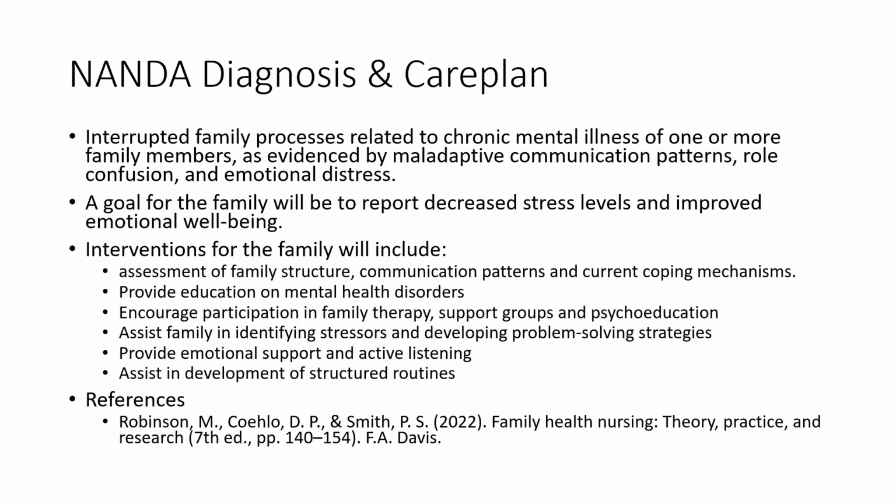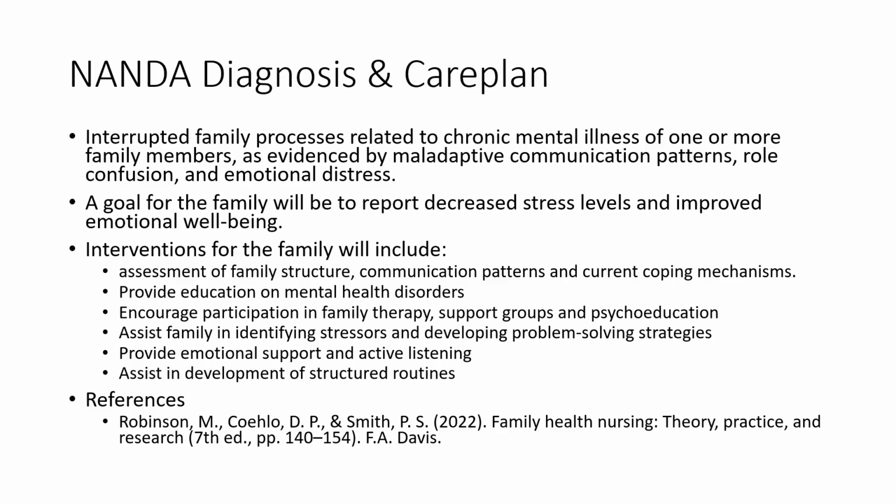For the nursing diagnosis and care plan, I chose to go with interrupted family processes related to chronic mental illness of one or more family members, as evidenced by maladaptive communication patterns, role confusion, emotional distress. This can be seen, of course, throughout the household, where the use of substances to deal with the stressors, as well as the lack of head-on communication with dealing with the stressors can be seen. The goal for the family will be to report decreased stress levels and improved emotional well-being.